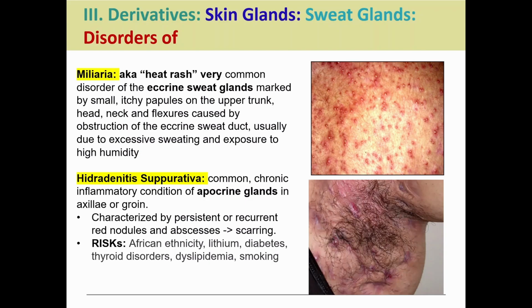And then hidradenitis suppurativa, this is a common chronic inflammatory condition. Basically, the apocrine glands get nodules and abscesses, so it leads to pitting and scarring. This is common with certain things, like if someone has African ethnicity, if they are taking lithium, if they have diabetes, certain thyroid disorders, dyslipidemia, or if they're a smoker. This doesn't mean you'll get it, but they're at a higher risk. This is something that can be treated. Sometimes things get excised out or they get drained. There are some other things that can be done as well that are a little bit more invasive.